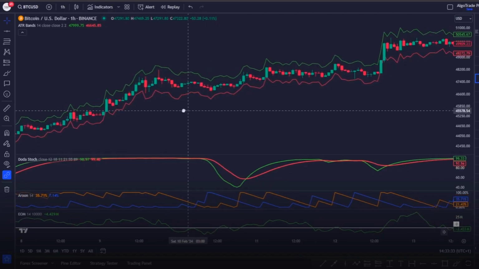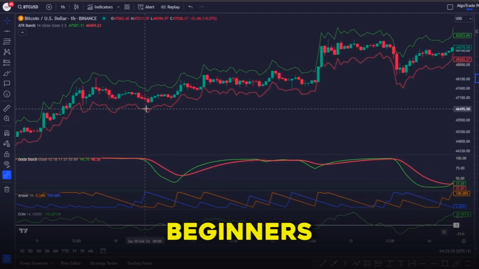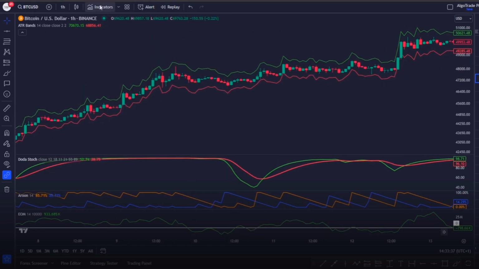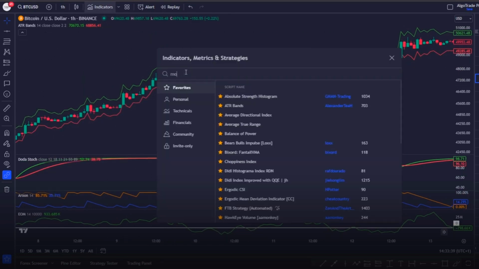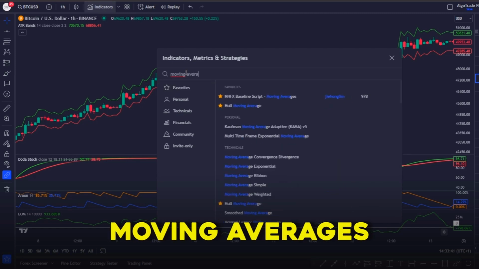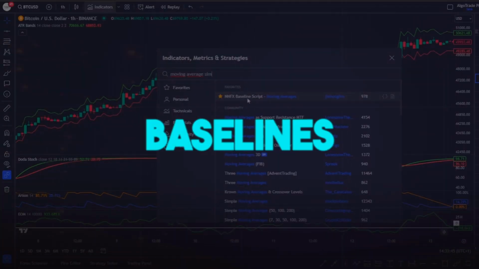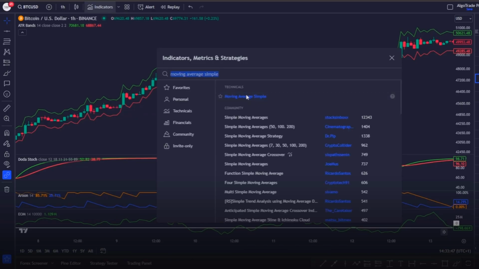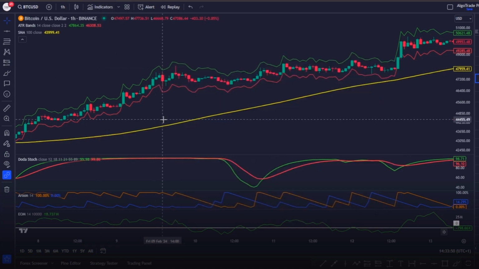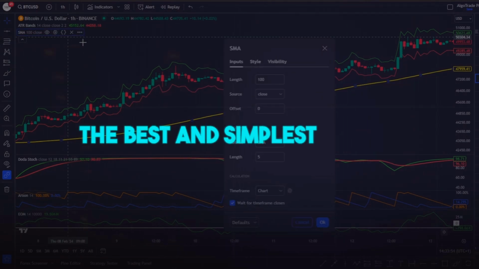And since this series is more inclined towards beginners, I will prioritize chart indicators for this function, namely several types of moving averages, which in this case can also be called baselines. I won't test other indicators because for a beginner trader, a moving average with a function of a filter is, in my opinion, the best and simplest option.